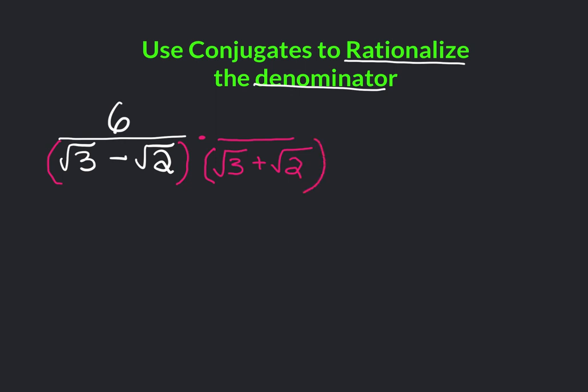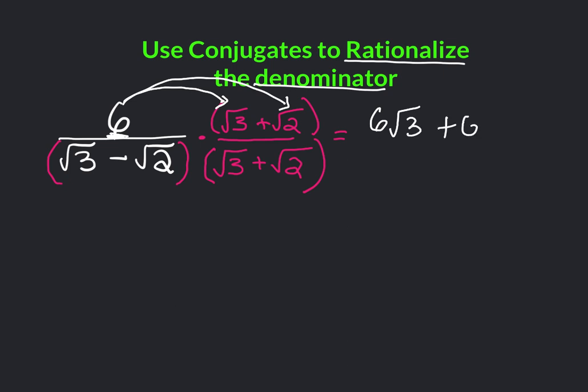And whatever is on the bottom also has to be on the top. Square root of 3 plus the square root of 2. All right, so the top, what we need to do is 6 times this binomial we're going to distribute. 6 is not a radical, so this is going to look like 6 square root of 3 plus 6 square root of 2. And I can't combine those.